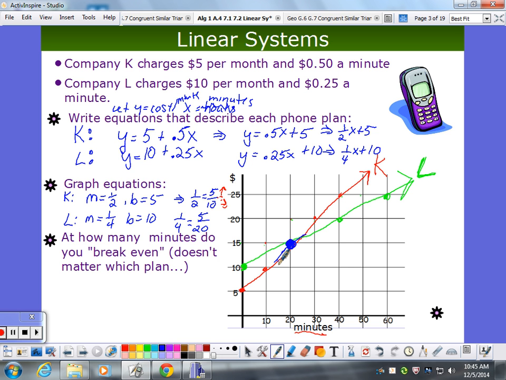So, if you're that person, which plan makes more sense to you? You don't talk a lot on it, so which plan might make more sense if you like to save money? Company K, right? So if you're speaking less than, we're not doing text, we're just talking on the phone here, if you're speaking less than 20 minutes, then it makes more sense to take the one that costs less. That's company K.